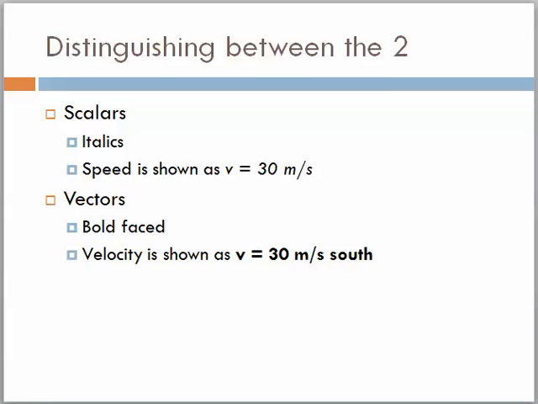How do we distinguish the difference between them? Well, a lot of times in books, scalars are given to us as italicized, and vectors are given to us bold. So when you're reading a scientific journal or something scientifically written, this is a good key to whether or not you're reading a scalar or a vector quantity.